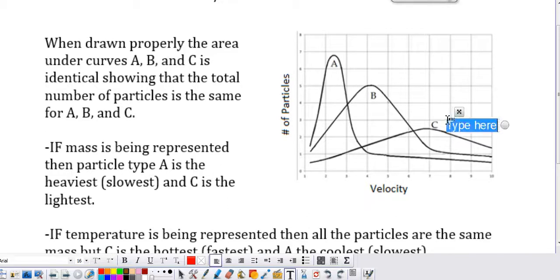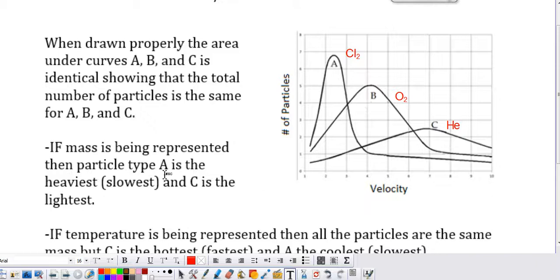Let's just throw some elements up here. Let's say that this is helium, helium being the lightest. Let's say that this is oxygen. And then let's say that this is chlorine. All three of these are nonpolar gases. They should behave like gases very well.